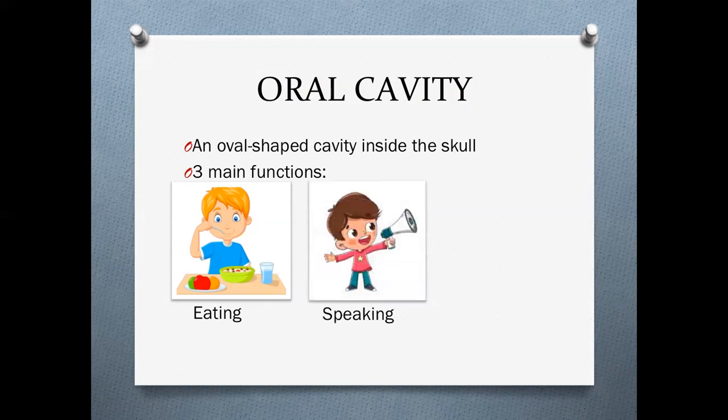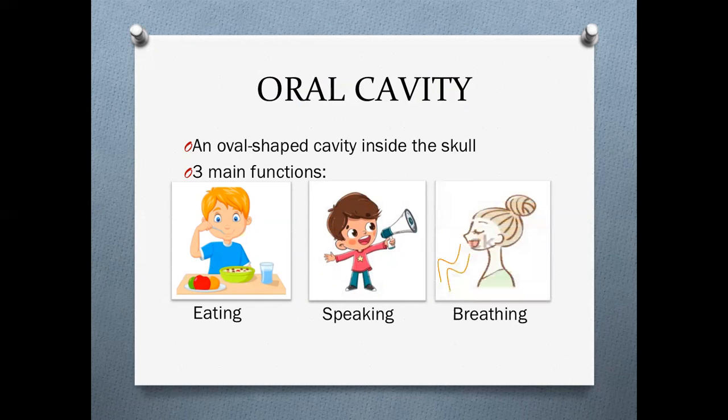Next is for speaking or communication. It modifies the sound produced in the larynx to create a range of sounds. And third is for breathing. It acts as an air inlet in addition to the nasal cavity.